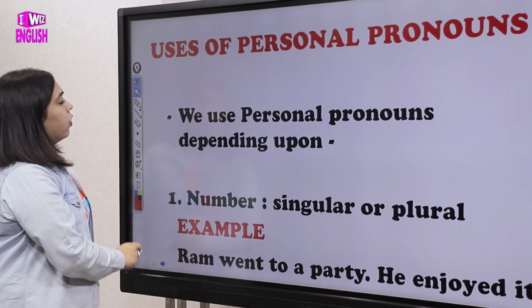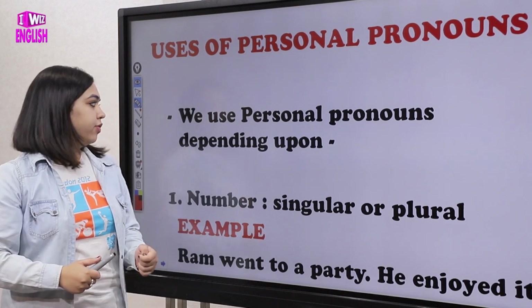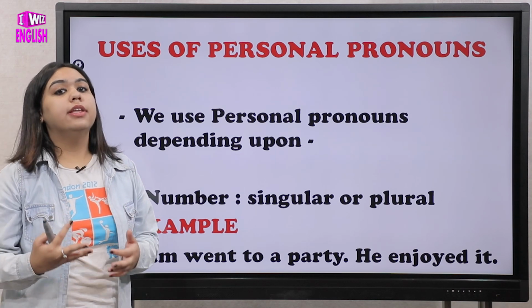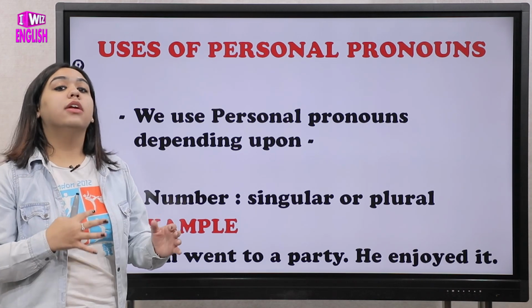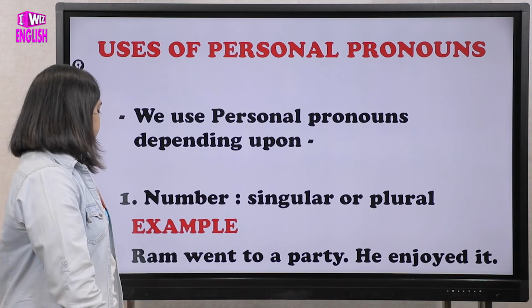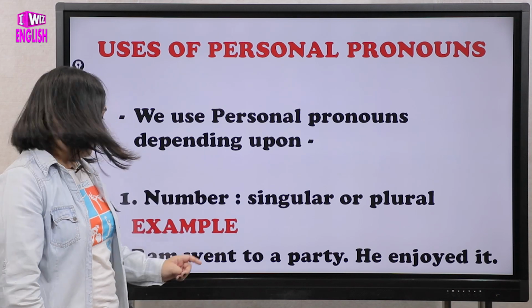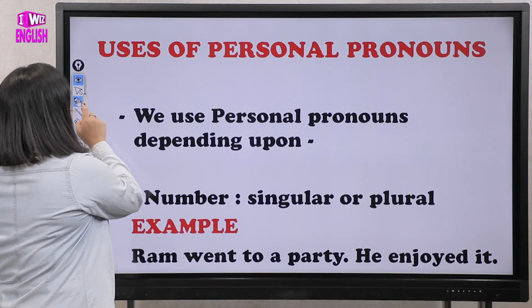Let's move on. Okay, now we are going to study the uses of personal pronouns. We use personal pronouns depending upon what? There are certain things. We will just read one by one. What are the things on which the personal pronouns are dependent, okay? The first thing is number, singular or plural, okay? Example, Ram went to a party, he enjoyed it, okay?